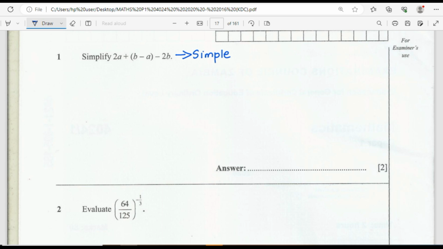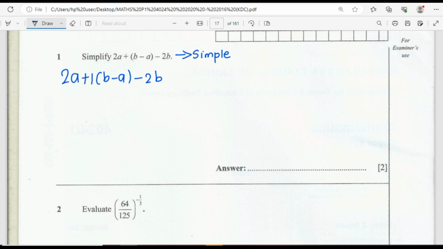Now how can we make it simple? So let's look at what we have. So we have 2a. Now, because of the addition, 2a is on its own. Then we have b minus a in brackets. Since we have not been given a number, this simply means that there is a 1 here. Minus 2b. So whenever we have a plus or minus, it's just the separation of these variables or numbers.